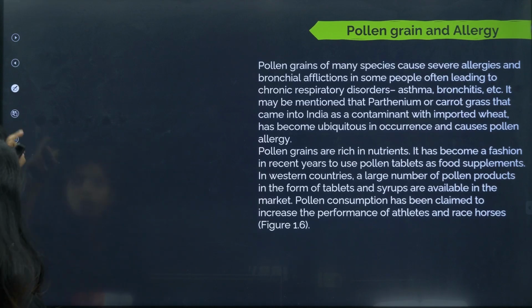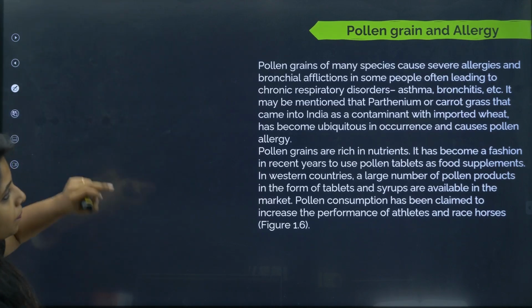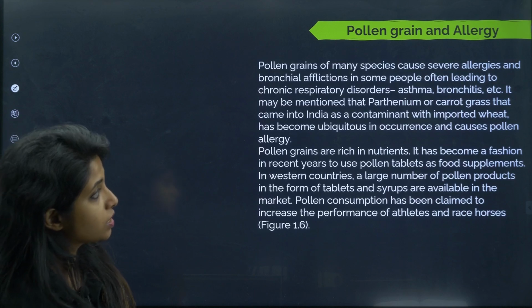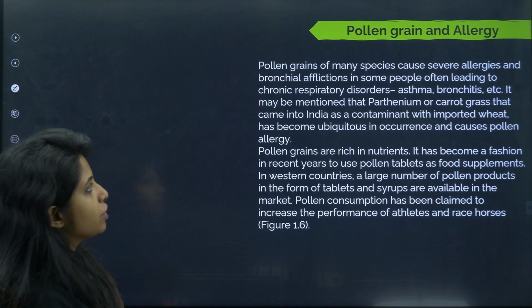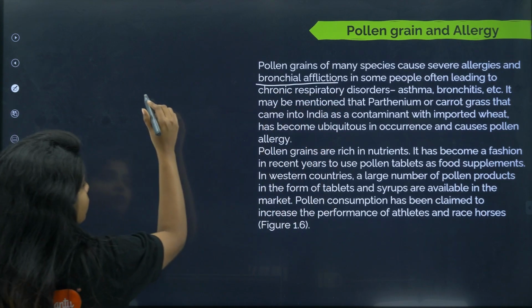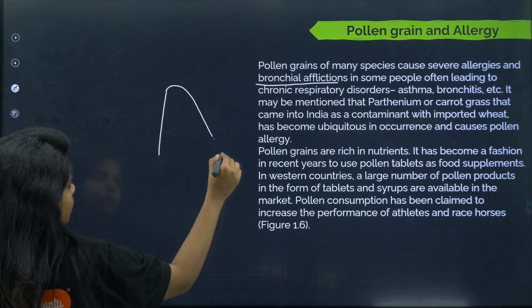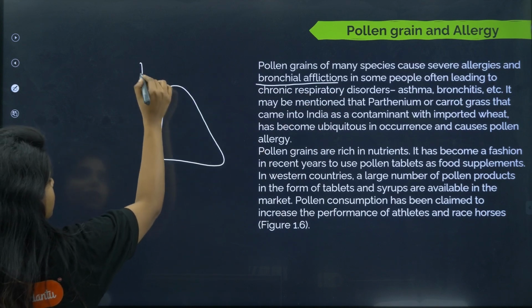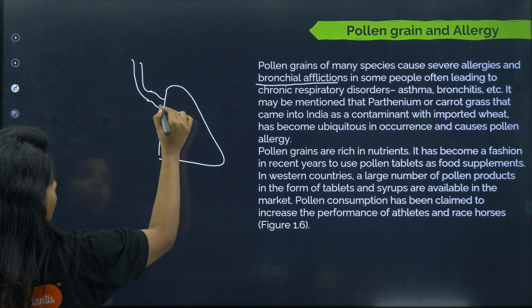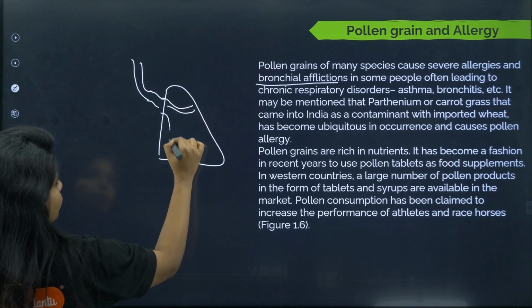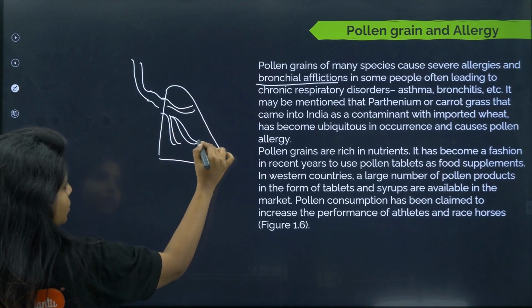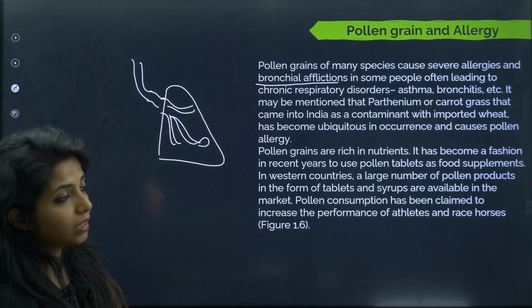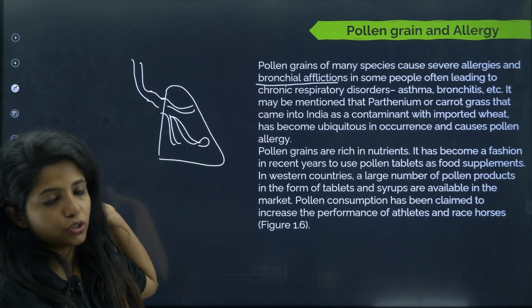This is some extended topic that we need to know. Let's see. Pollen grains of many species cause severe allergies and bronchial affliction. Bronchi, you know the part of the lungs, right? So if this is the lungs, this is the trachea, which basically opens into bronchi. Bronchi later divide into bronchioles. Bronchioles later divide into what? Your alveoli. So it can lead to bronchial afflictions as well.